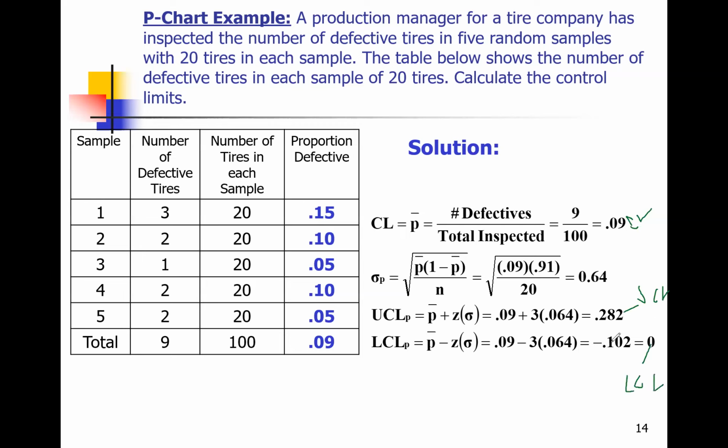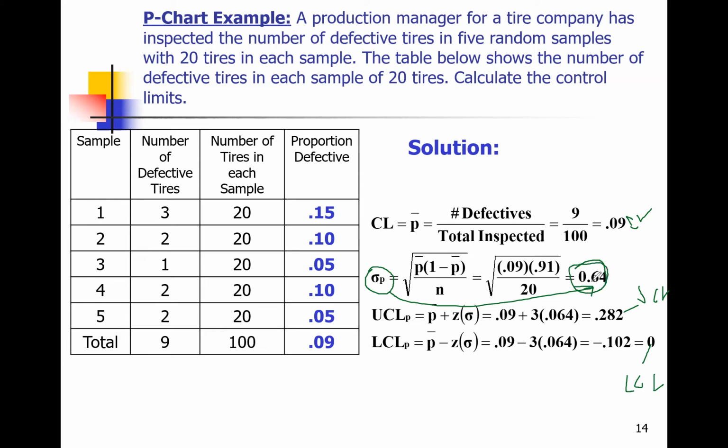Sir, I have a question. Sir, will the sigma, 0.064, not be given in the question? No, you have to calculate sigma P. Sir, sigma P is 0.64, but sigma here is 0.064. So there is a confusion. Oh, maybe it is 0.64. Oh yes, you have got it there. Okay, and then you will use this one.